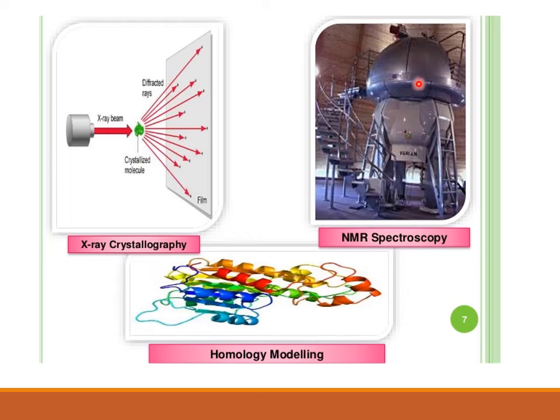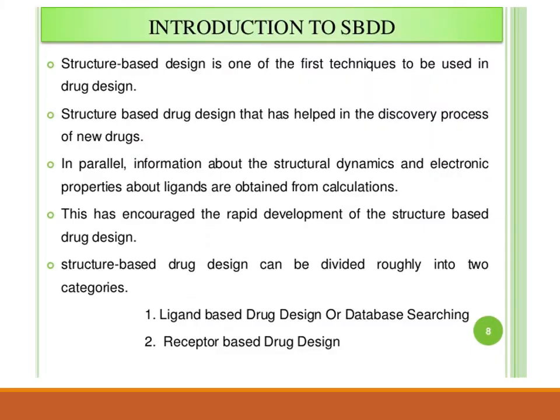This is homology modeling. You can see these different ribbon-like structures: purple, blue, red, yellow and green. These homology models are used to determine the structure of target molecules. You must understand that if you don't know the structure of the target, then it is very difficult to discover a new chemical entity.